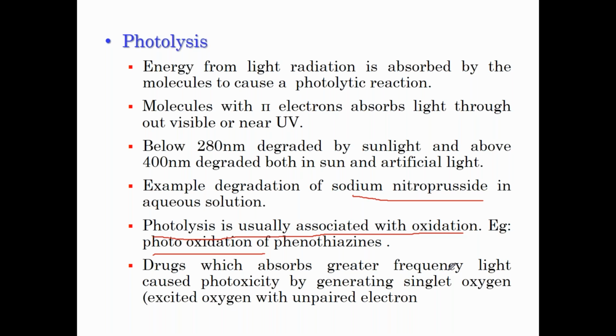Drugs which absorb greater frequency light cause phototoxicity by generating singlet oxygen. So this is the mechanism. What happens when it absorbs the light, especially at the higher nanometer range? It generates singlet oxygen, which is one form of oxygen. Singlet oxygen is highly reactive in nature. The oxygen as such can be involved in oxidation, but oxygen in the form of singlet oxygen is highly reactive with respect to reaction capacity, and that results in the photooxidation process. This is the mechanism. Excited oxygen with unpaired electron is nothing but the singlet oxygen. So this is about the photolysis process.